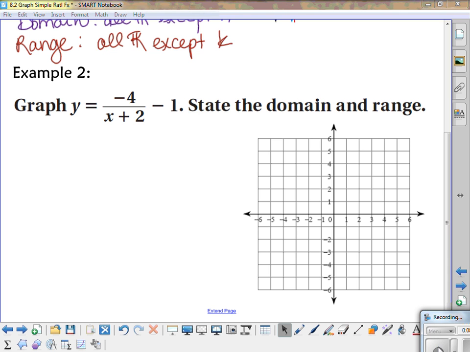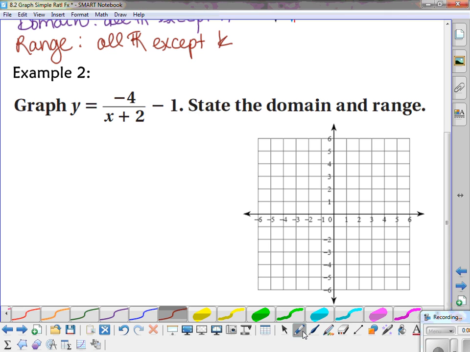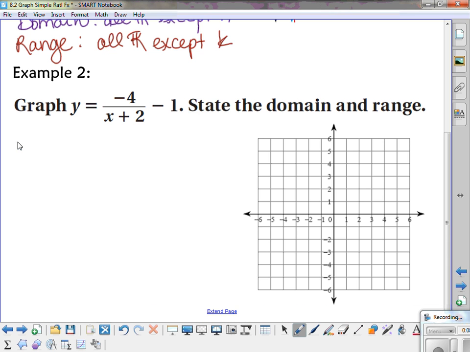All right, so if I'm going to graph y equals -4 over x plus 2, minus 1, and state the domain and range, first I'll look at what my asymptotes are. I've got a horizontal asymptote and a vertical asymptote. I probably should have done those the other way around, because the vertical one is the x one.